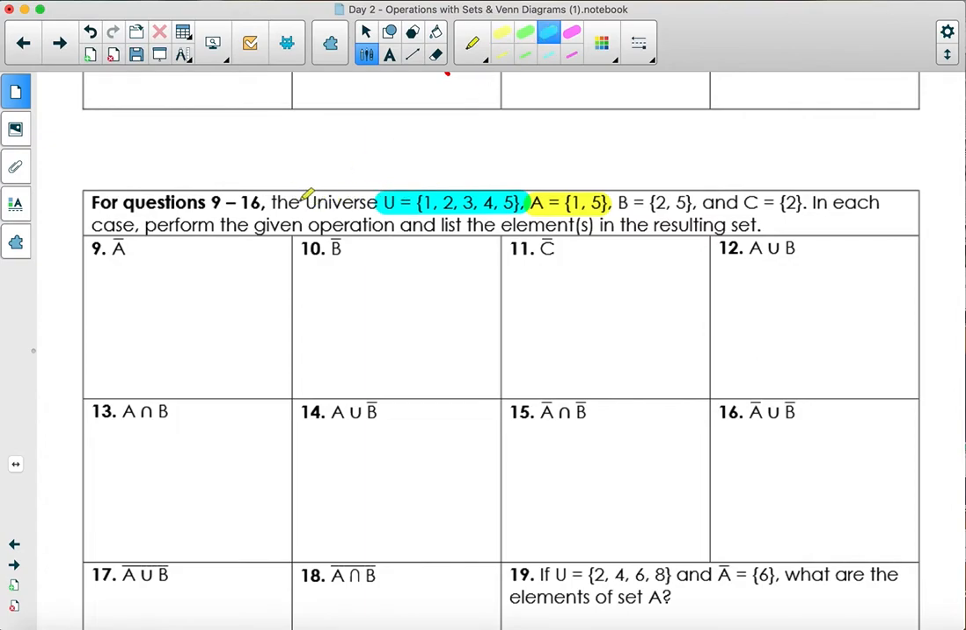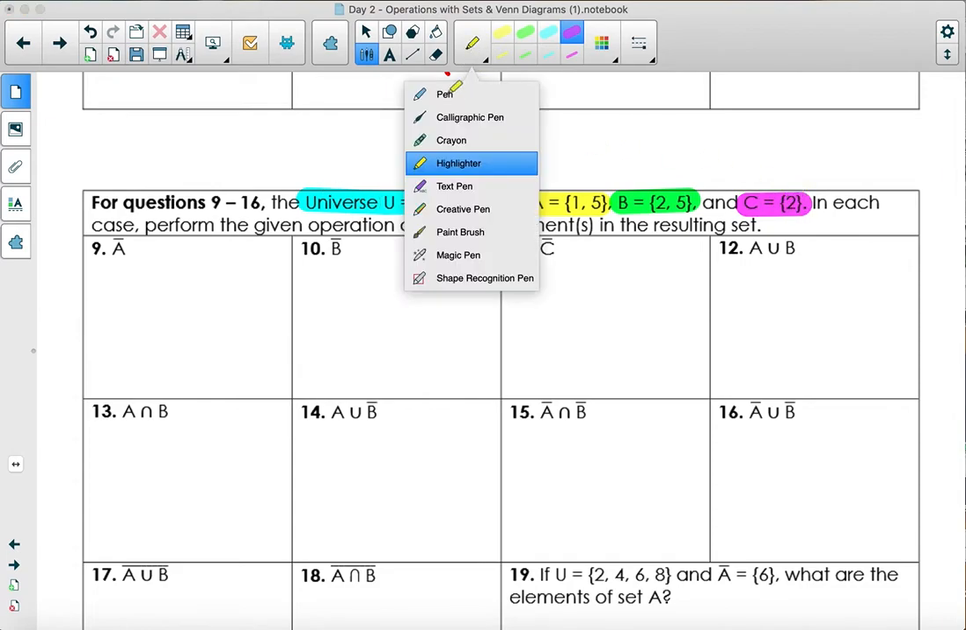Sometimes they'll reference the larger of the sets as the universal set. It's often considered the set of all possibilities. Right now it only has 1, 2, 3, 4, and 5, but since it does contain everything that set A has, it's considered a universal set for set A. Also for set B. Set B is also a subset of the universal set here, because 2 and 5 are both in that universal set, and the same with set C. Set C is a subset as well.